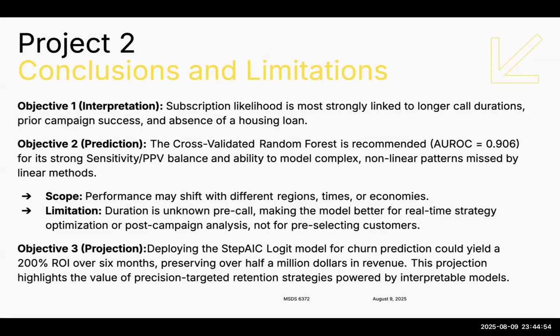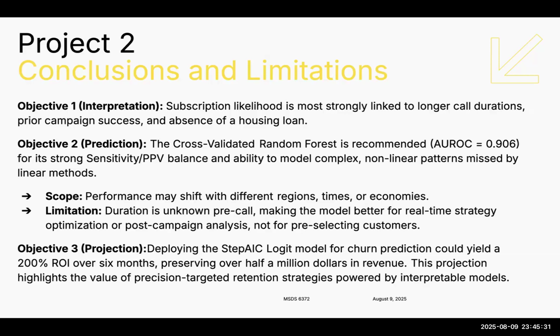So just to wrap this up for objective one, interpretation, our interpretable logistic regression model clearly identified that subscription likelihood is strongly linked to longer call durations, prior campaign success, and the absence of a housing loan. This model had excellent performance with an AUC of 0.896. It maintained complete interpretability, and we got some key business insights that it's important to have good customer engagement. There's a strong positive predictive value of previous experiences and previous investment on the part of the customers.